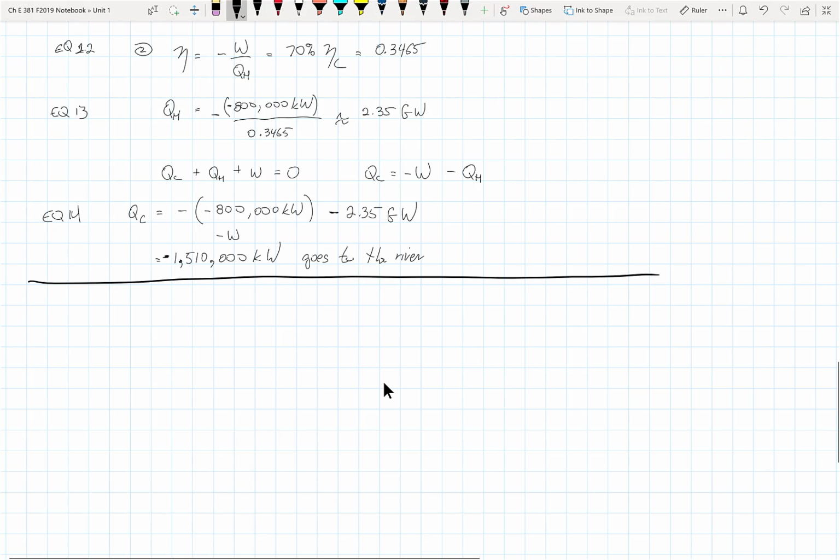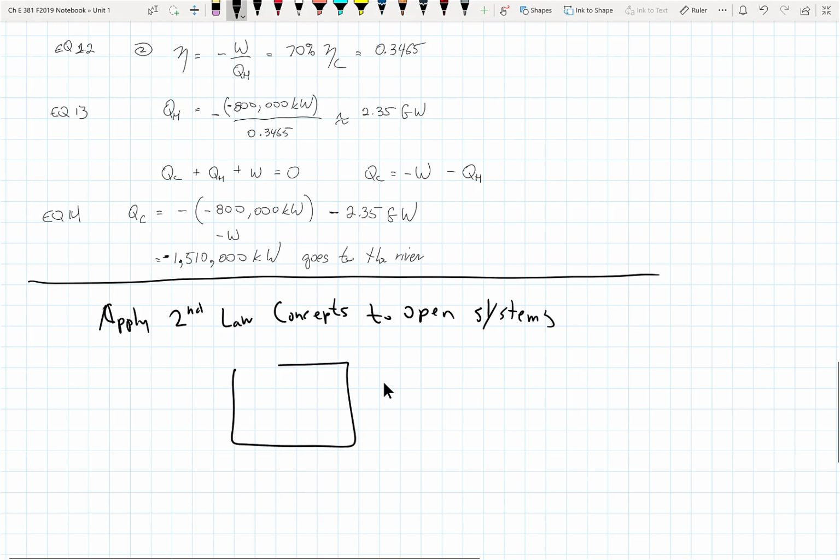So what we're preparing for is what we would like to be able to do next: apply second law concepts to open systems. So the basic idea is we have some process and we have a flow stream or two going in and another flow stream or two going out, and there could be some heat associated with that process as well.